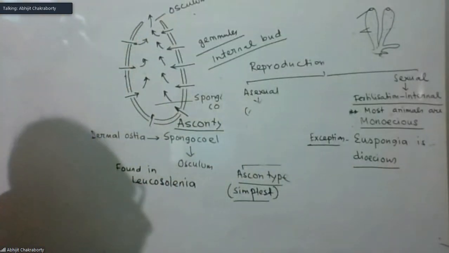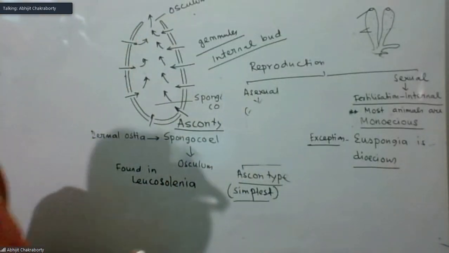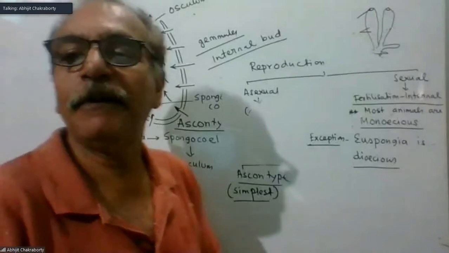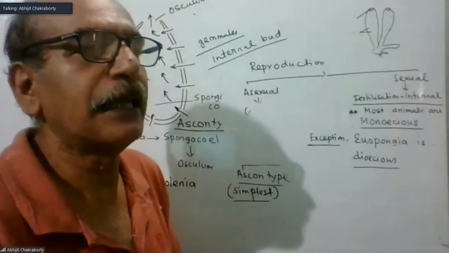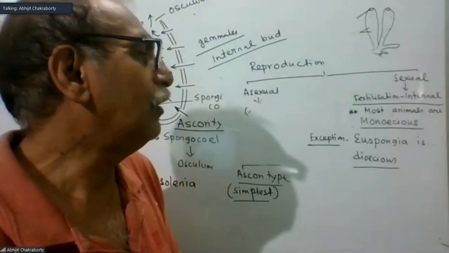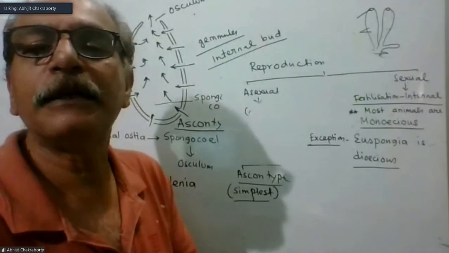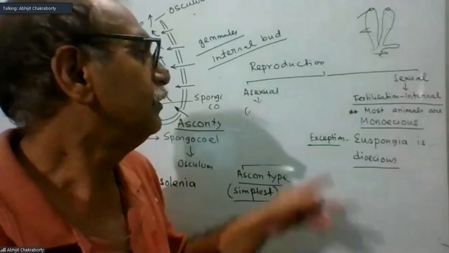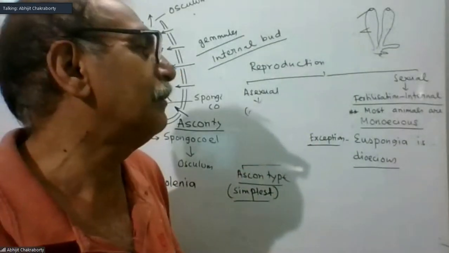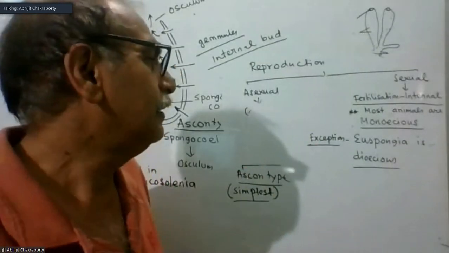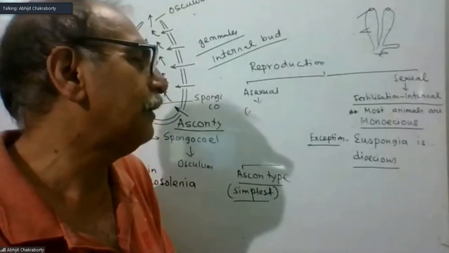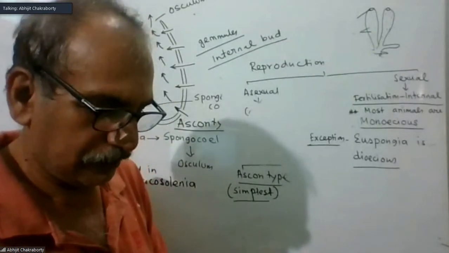Euspongia is dioecious. In monoecious, male and female sex organs are developed in the same body. In dioecious, male and female sex organs are found to be developed in different animals' bodies. So this is a basic difference. Most animals are monoecious, and only Euspongia is found to be an exception, dioecious.